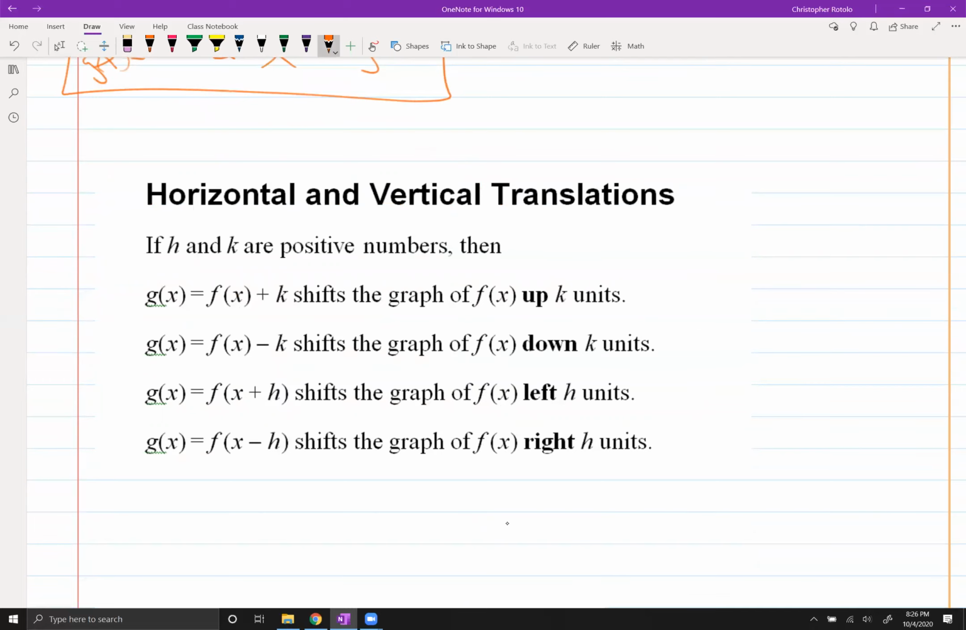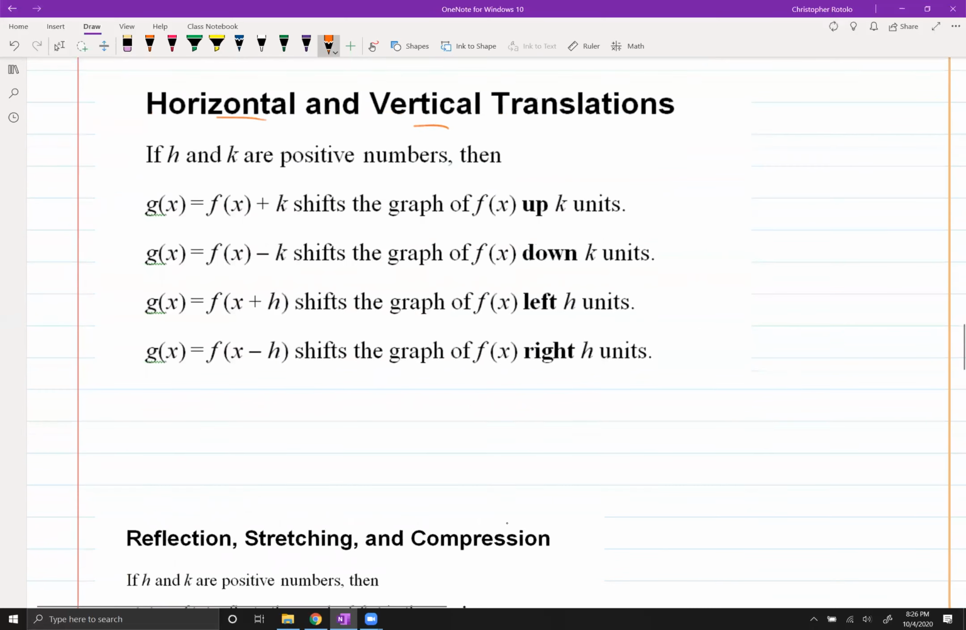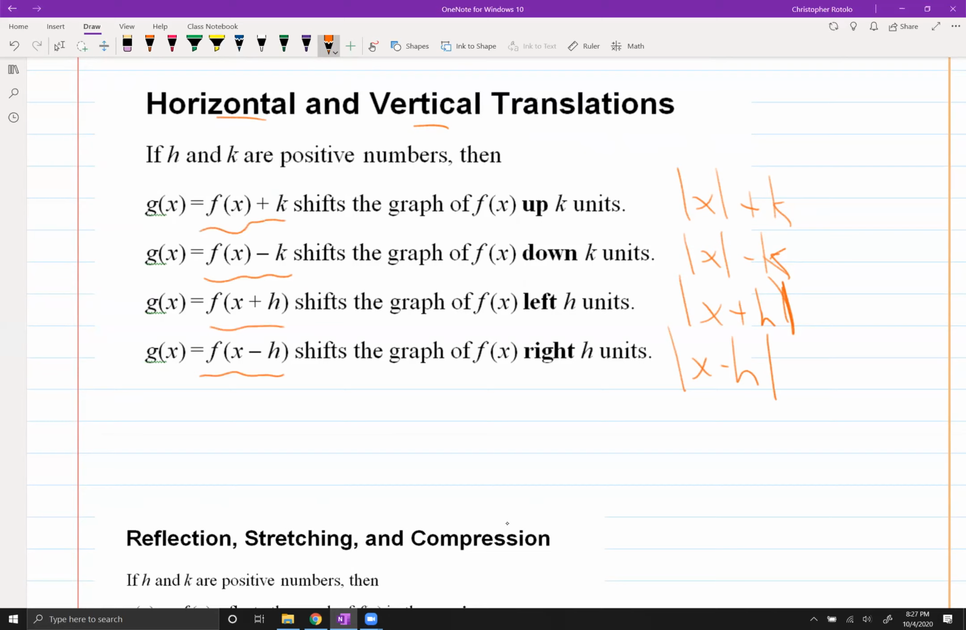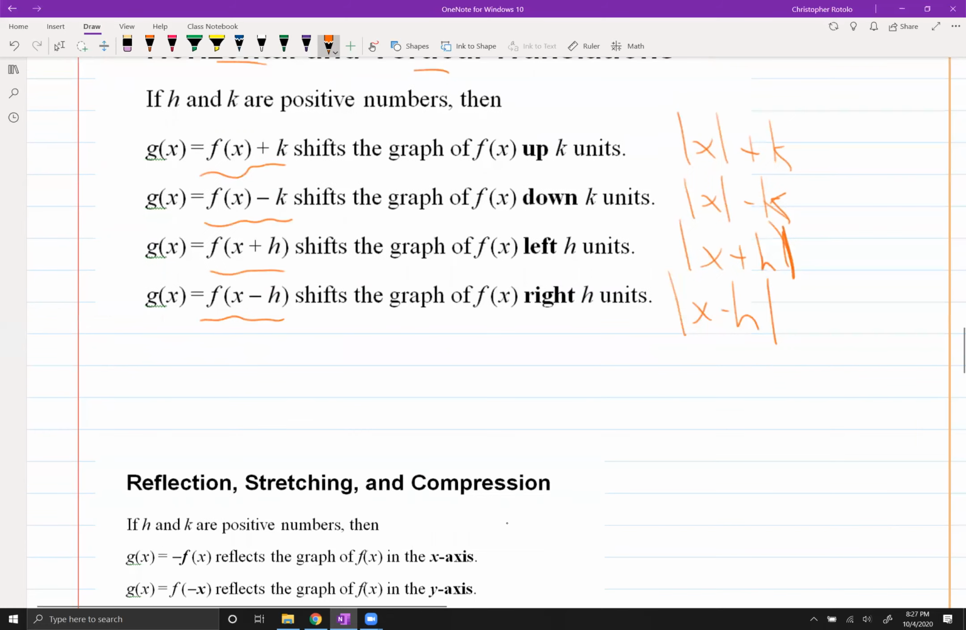All right, so horizontal and vertical, this should look extremely familiar. If we want to move it up, this is the absolute value of x plus k. This is the absolute value of x minus k. We're just making this for any function. This is the absolute value of x plus h on the inside. This is x minus h on the inside. So that's how we're going to move them up, down, left, and right. Using our function notation, we can show exactly the same thing, that whatever we're doing, whether we put it inside or outside, makes it move left and right versus up and down.